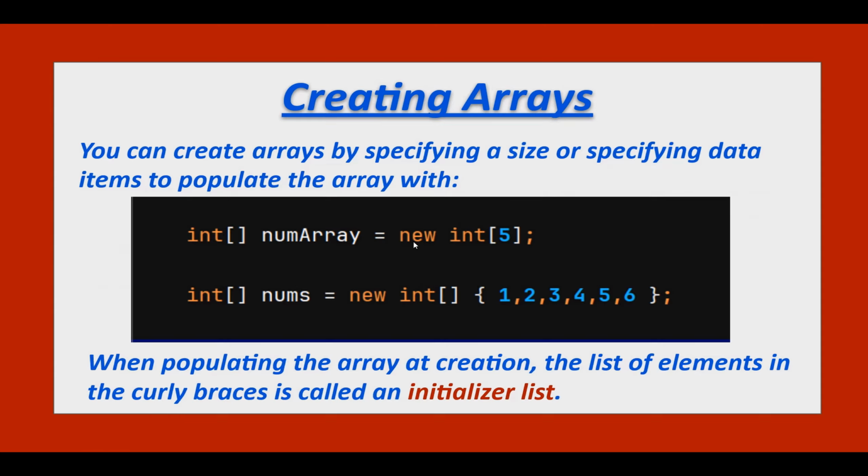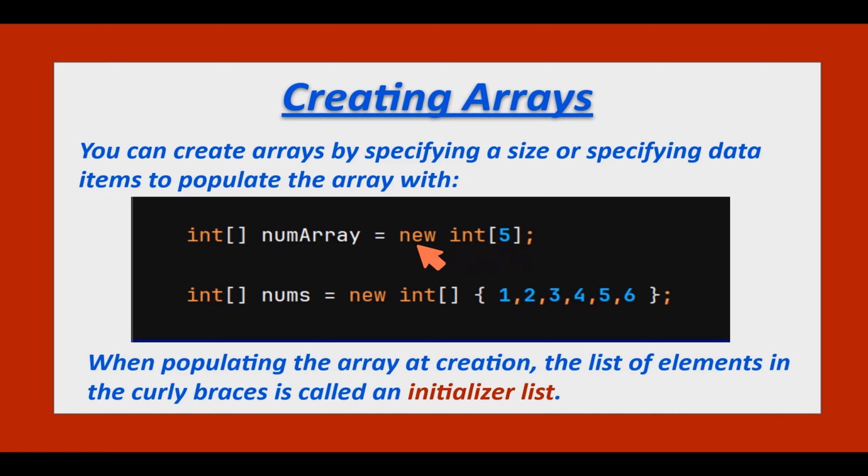When we see this new int brackets 5, I'll break this down a little bit. The array creation syntax in Java: you specify the data type, which is int, for the array. Remember, they all have to be of the same type, so this is an integer array. And we specify the square brackets. The square brackets really say array, so you can read this as integer array. And then we have the name of the array, which is numArray, and we have new int brackets 5.